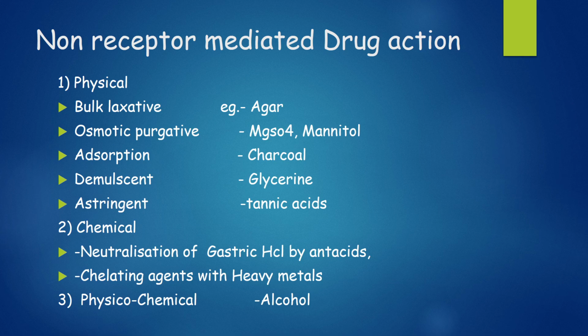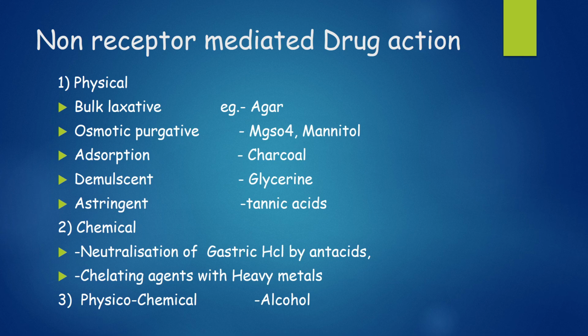Then adsorbents, charcoal. You know that when there is a poisoning, when we give activated charcoal, the physical activity of the charcoal will adsorb the chemicals which are dangerous to our body. Demulcents, glycerin; astringents, tannic acid. So, these all have drug action through their physical activity itself. Okay. So, they are not directly acting anywhere in the body, but their physical activity itself has got some action.